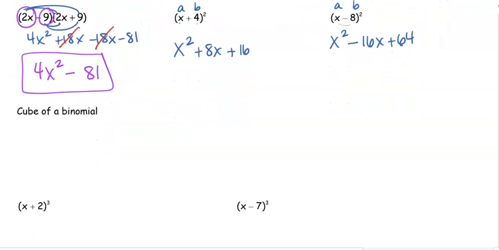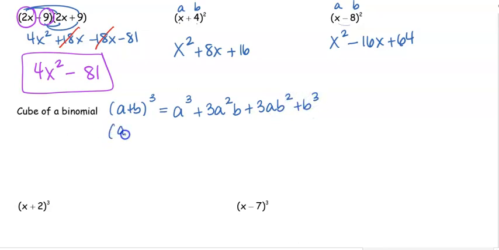We also had those cubes of a binomial on the front page. You can't use this if they're all different, but if it is a binomial cubed, your pattern is a cubed plus 3a squared b plus 3ab squared plus b cubed. This would be something that you would have to memorize. So I don't feel like we utilize this one nearly as much as the other one, but you do you.